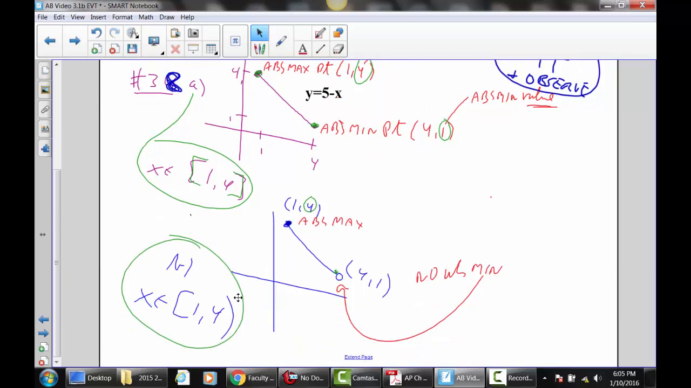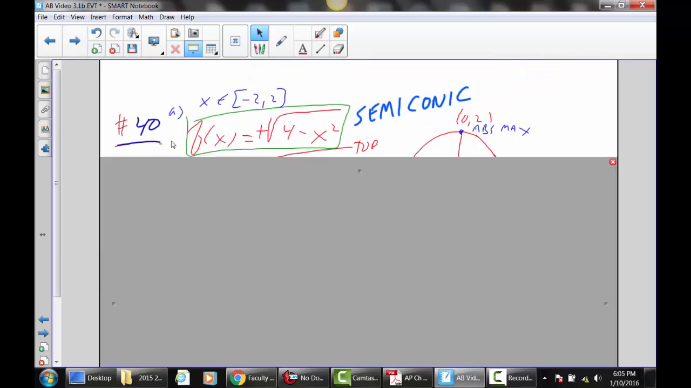Part B, on the other hand, is a half open interval. So it is closed at 1, which means there's a filled in dot, but at 4 there's an empty dot. So there is a highest point, an absolute max point, but there is no absolute minimum point or value.